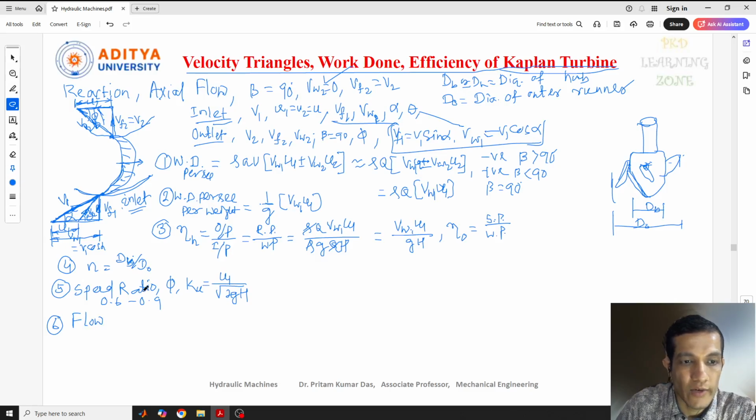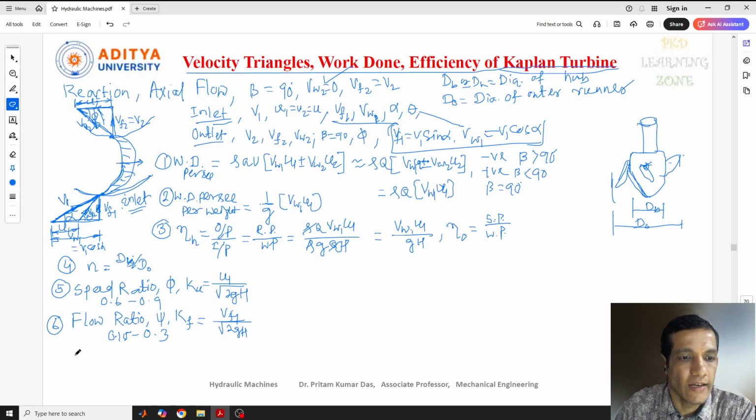And the next one is flow ratio. These things are required to design any kind of Kaplan turbine or reaction turbine, for that purpose we require this. This is psi, flow ratio psi, or sometimes we consider kf. This is vf1, flow velocity, with respect to root over of 2gh. Here tangential velocity, here flow velocity. Remaining things are the same, and the value will be like 0.15 to 0.3.